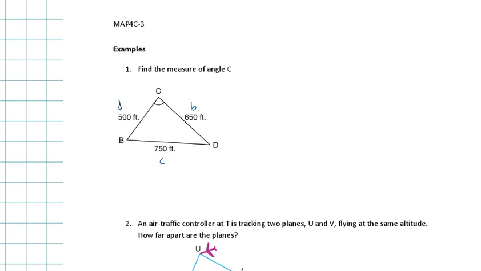Cosine C equals D squared plus B squared minus C squared over 2DB. Okay. So see how you start coming up with the formulas, because sometimes the letters are going to be different than what you're used to. Okay, so you have to be able to come up with these formulas.